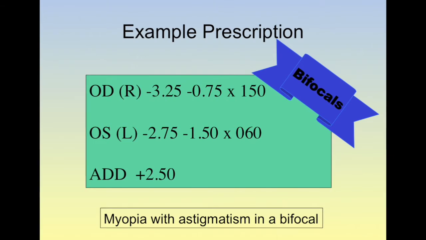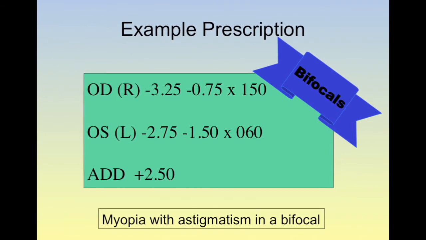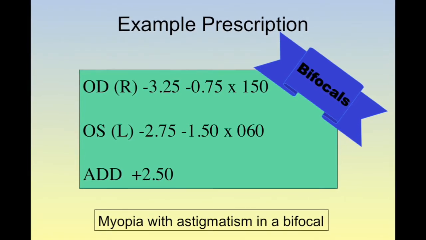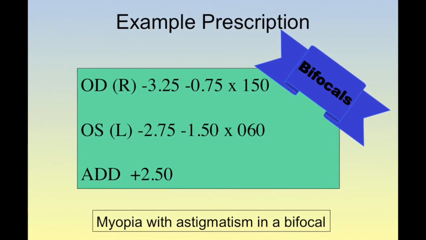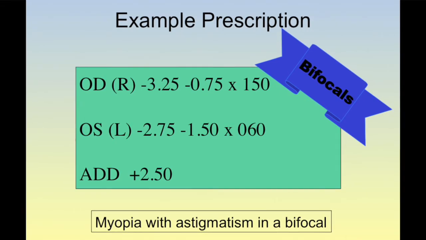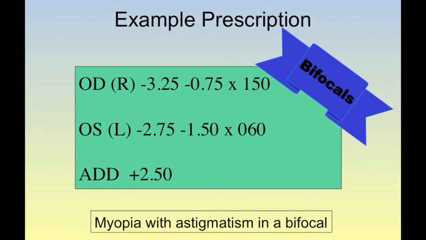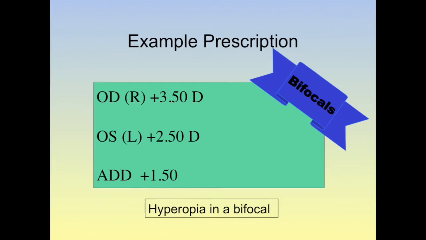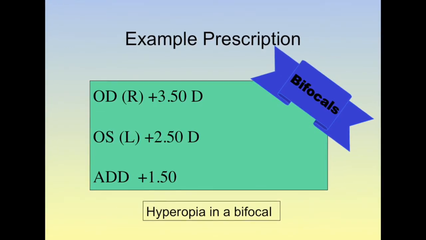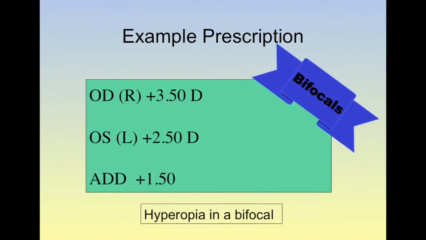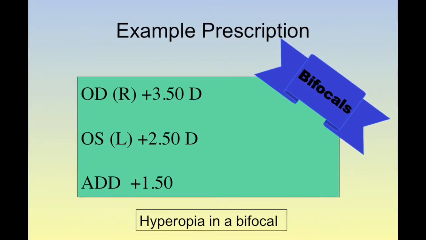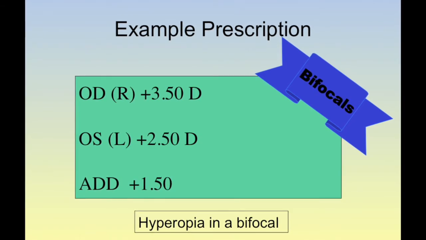But the thing that's very different and new is the very bottom power that you see that says add, ADD, that's the addition of +2.50. So looking at this, I could say the patient is myopic, they have astigmatism, and with a +2.50 add, possibly they're around age 60. This example is one that's a simple hyperopia, +3.50 and +2.50 in terms of powers, and an add power of +1.50.